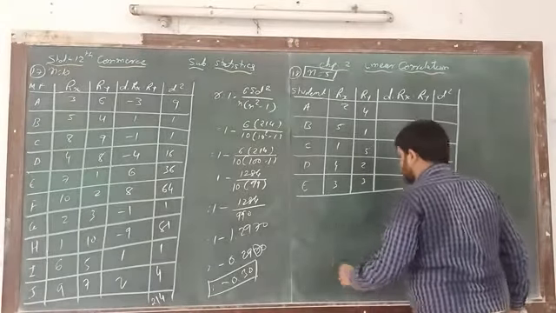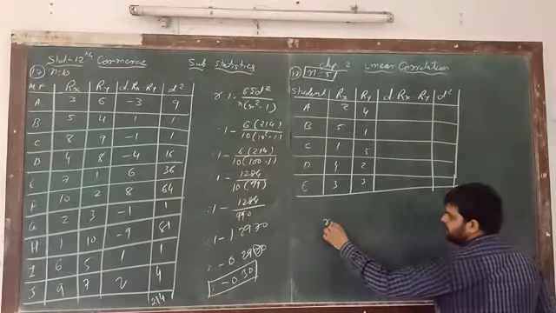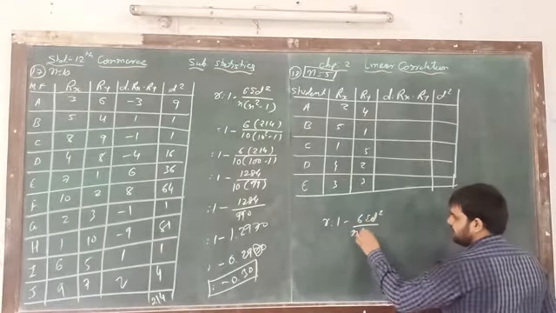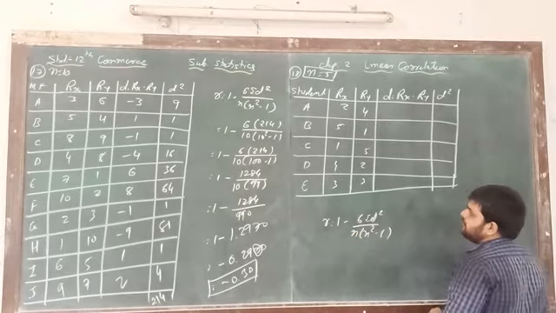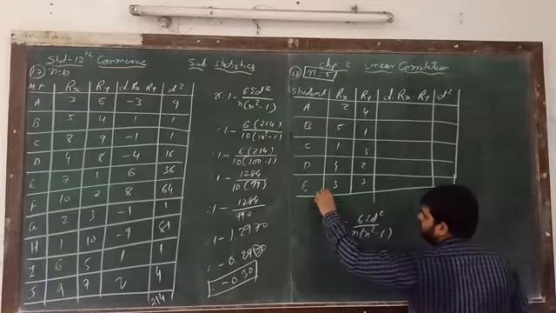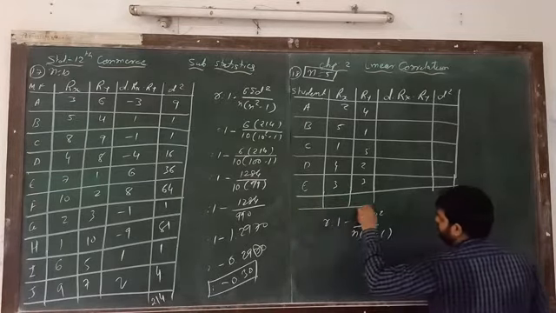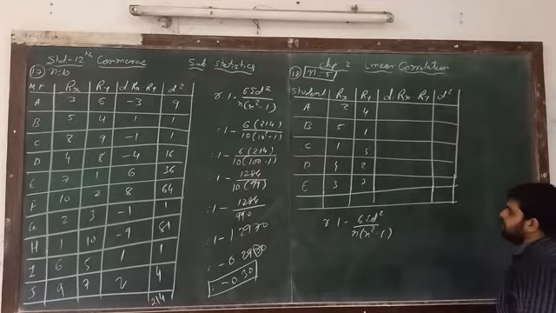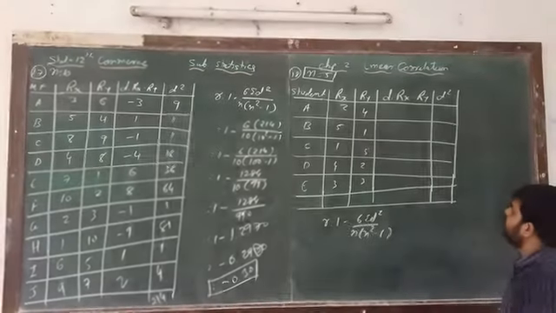So again, first of all, what is r? r is equal to 1 minus 6 sigma d square upon n square minus 1. What we have to find out first of all is the value of r, and for that we first have to find the value of d.